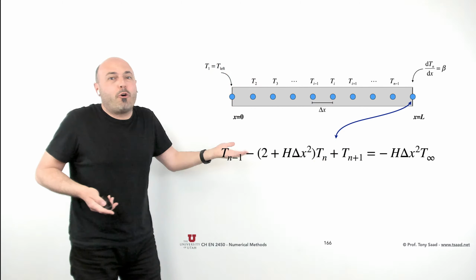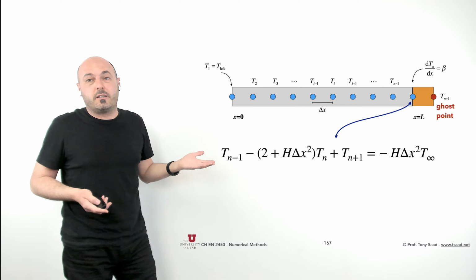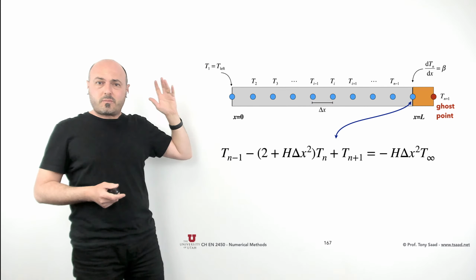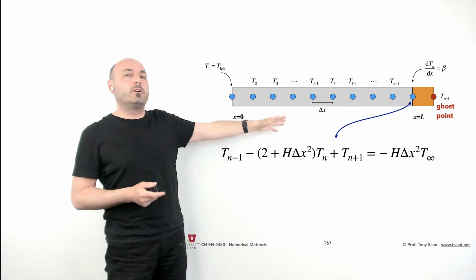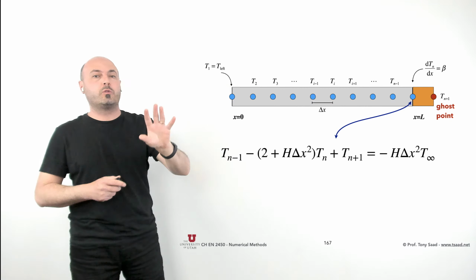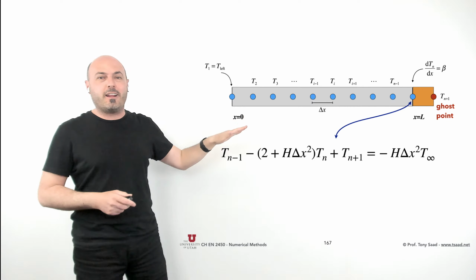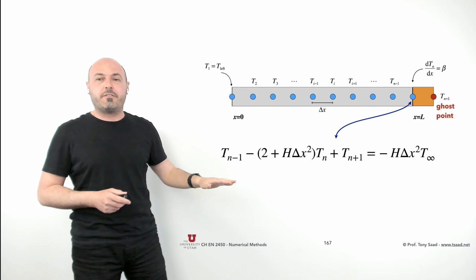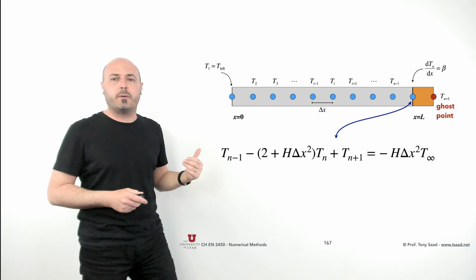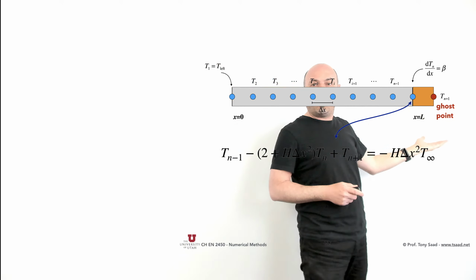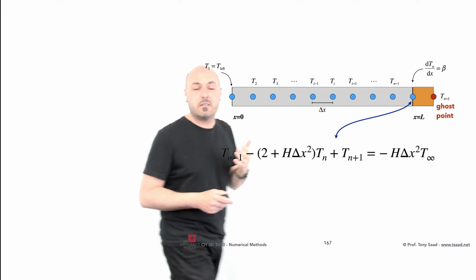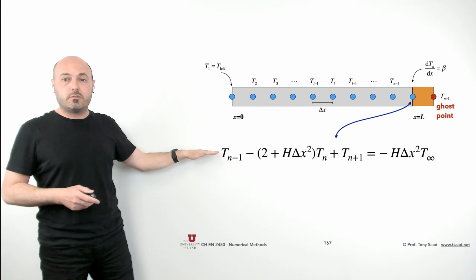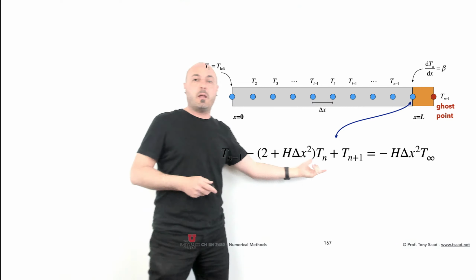Okay, but we don't have Tn plus 1. Tn plus 1 doesn't exist. So we're going to assume that, suppose that there is a point Tn plus 1. Suppose for a moment. We're never going to refer to Tn plus 1 ever again once we finish the derivation, but suppose for the sake of the argument that there is a fictitious point, we call this a ghost point in practice, called Tn plus 1. Suppose we are able to discretize this equation over there. So we get a Tn plus 1 here.